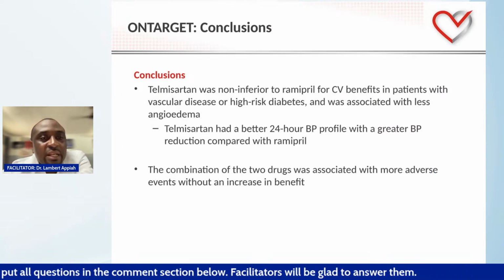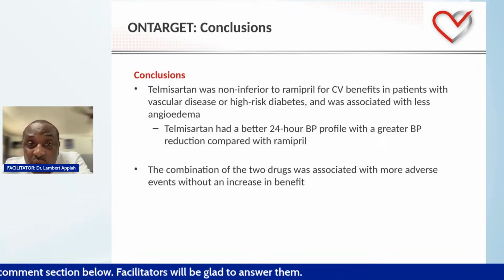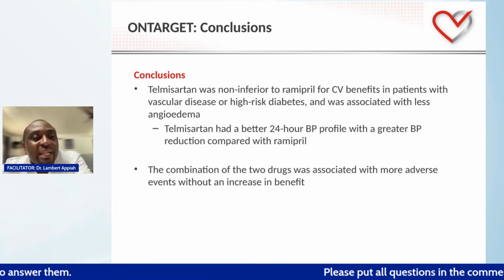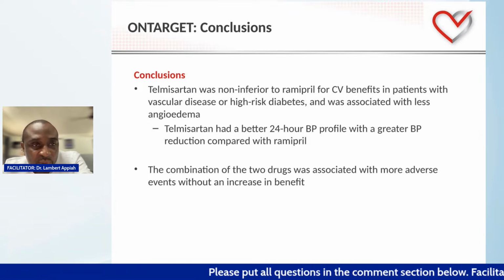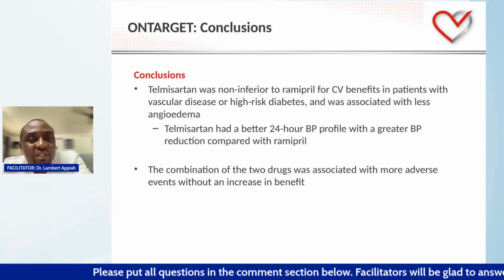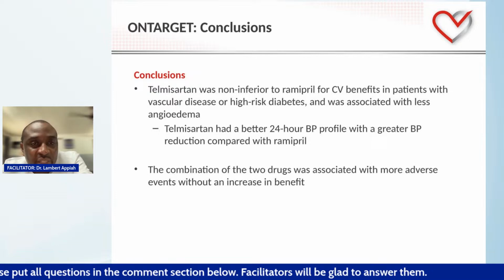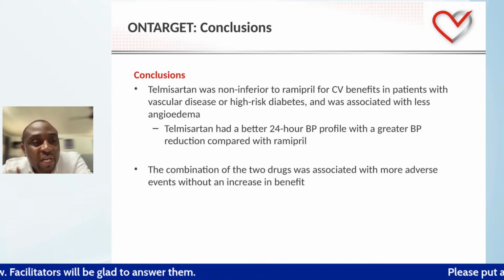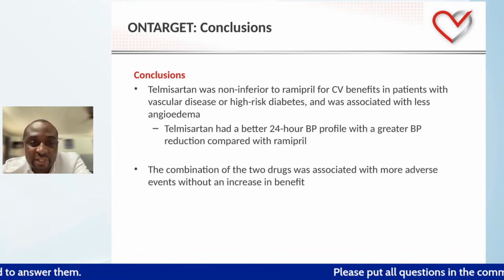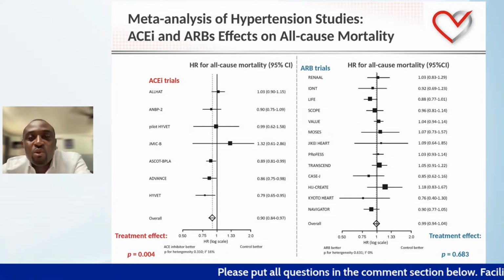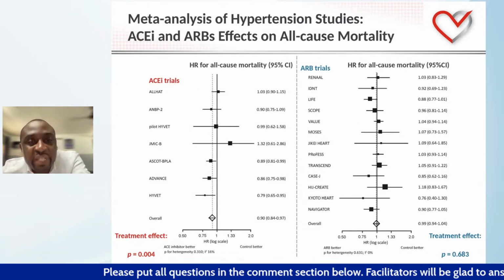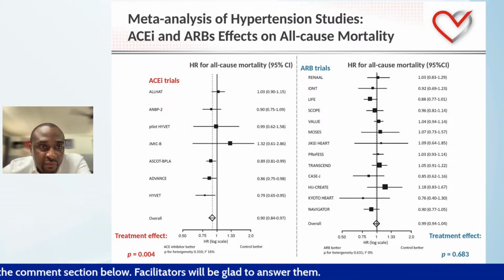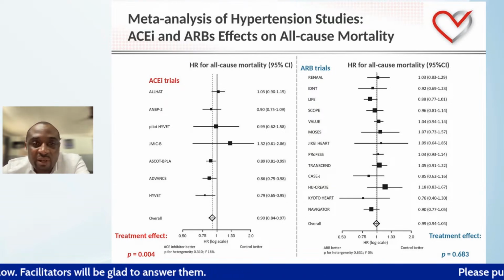So the conclusions are that telmisartan indeed was non-inferior to ramipril for cardiovascular benefits in patients with vascular disease or high-risk diabetes, and was associated with less angioedema compared to ramipril, one of the side effects. Telmisartan had a better 24-hour BP profile with a greater BP reduction compared to ramipril, which we saw in the curves separating. The combination of the two drugs was, however, associated with more adverse events without an increase in benefit. So once again, shooting down the notion of doing a combination therapy of an ACE inhibitor and an ARB, it came at a cost of events when really you are not deriving commensurate benefit.